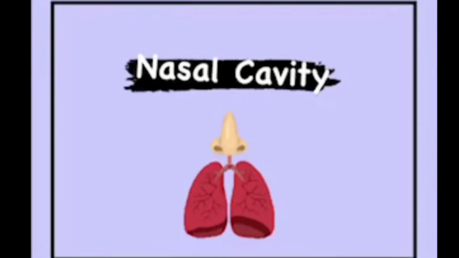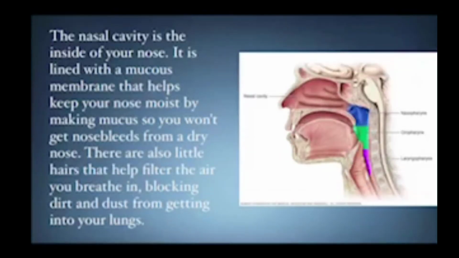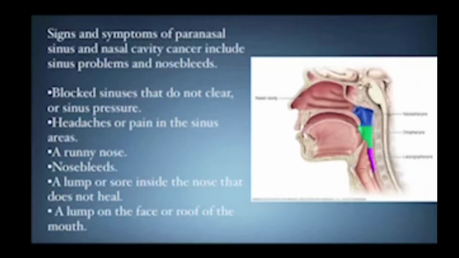The nasal cavity. The nasal cavity is the inside of your nose. It is lined with a mucous membrane that helps keep your nose moist by making mucus so you won't get a nosebleed from a dry nose. There are also little hairs that help filter the air you breathe in, blocking dirt and dust from getting into your lungs. Signs and symptoms of paranasal sinus and nasal cavity cancer include sinus problems and nosebleed.